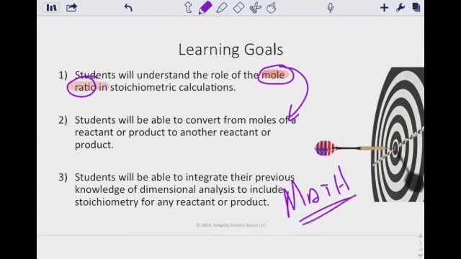Big thing on that one, it's all about the math. And so this is a math heavy unit, but hopefully we're going to step through it and really talk about the mole ratio and talk about converting and use our dimensional analysis to really help us look at chemical reactions.